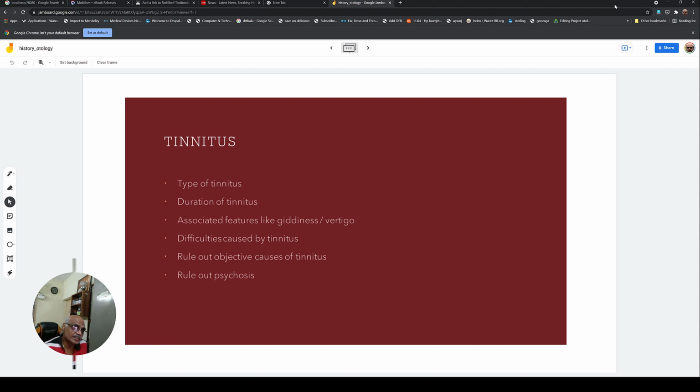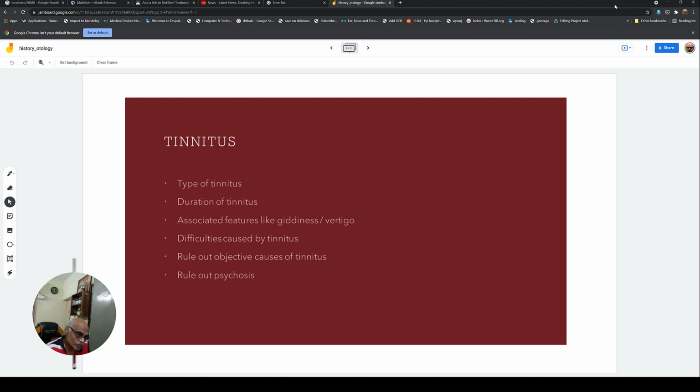Next comes the tinnitus. Tinnitus is nothing but hearing a buzzing sound in the ear. When the patient is complaining of tinnitus, you should ask what type of tinnitus, whether it is ringing in nature, whether it is roaring in nature, whether it is hissing in nature. Hissing tinnitus invariably happens with the internal milieu sounds produced within the body. And then you can ask the duration of the tinnitus, and then you should seek the history of other associated features which go along with tinnitus, like giddiness and vertigo.